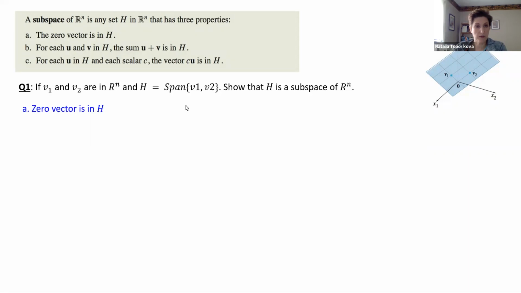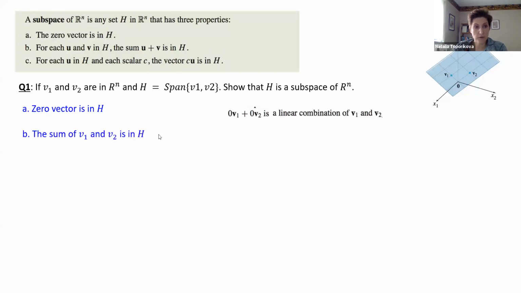Let's start with the first property. Is the zero vector in the span of the two vectors? And the answer is yes, of course. We're looking at all possible linear combinations of our vectors v1 and v2. So the linear combination with zero weights is also included in the span, and the linear combination with zero weights will give us the zero vector. So the zero vector will always be in the span of two vectors.